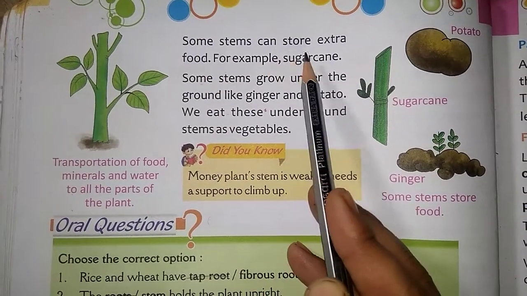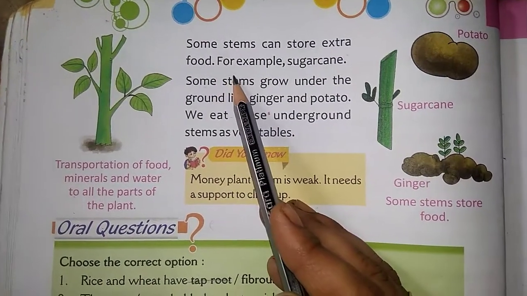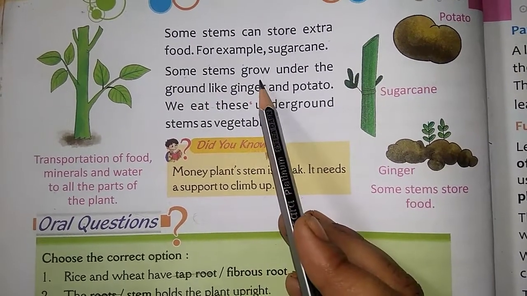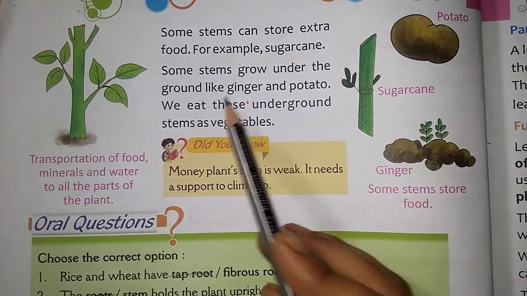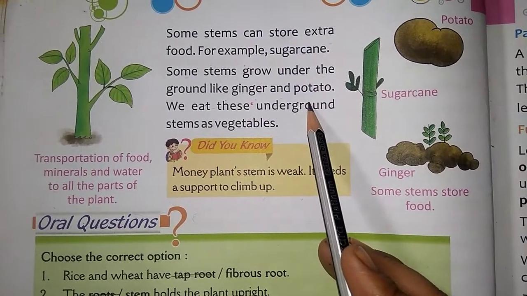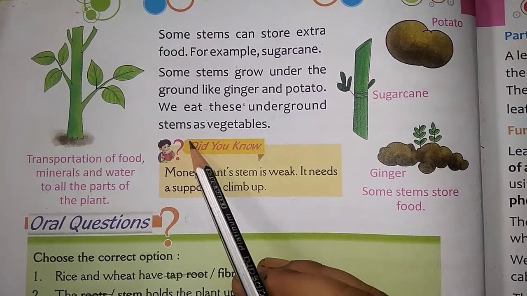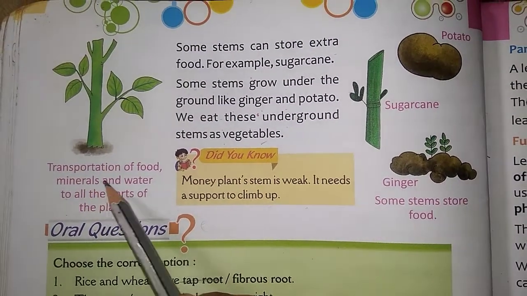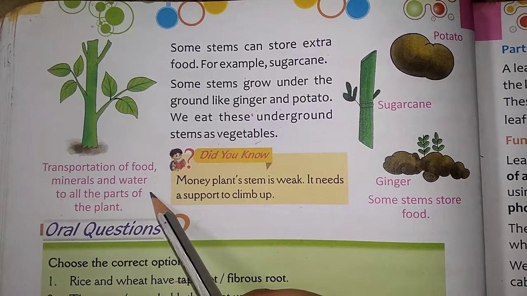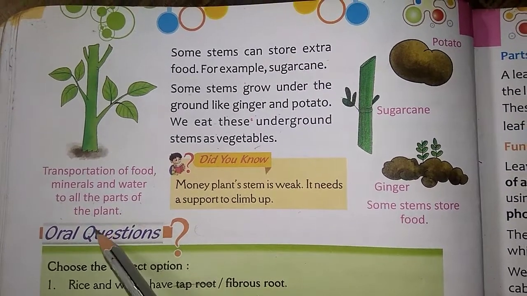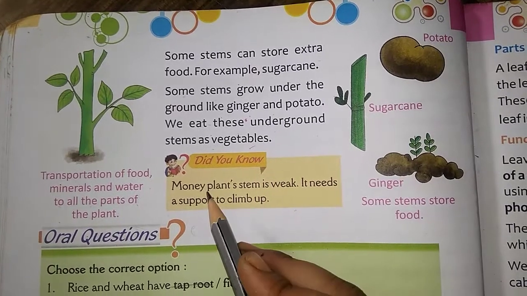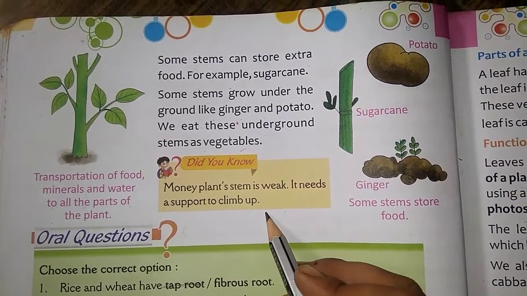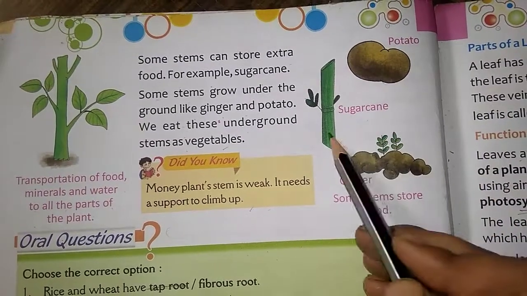Some stems can store extra food, for example, sugarcane. Some stems grow under the ground like ginger and potato. We eat these underground stems as a vegetable. Transportation of food, minerals and water to all the parts of a plant. Money plant stem is weak. It needs a support to climb up. This is a potato, sugarcane, ginger.